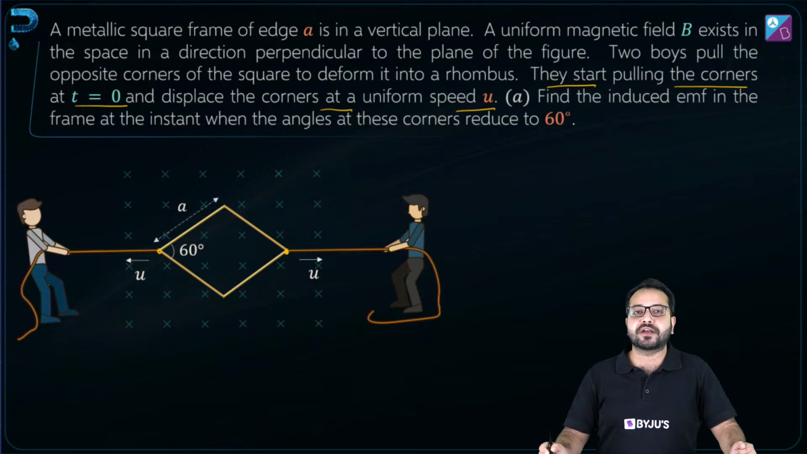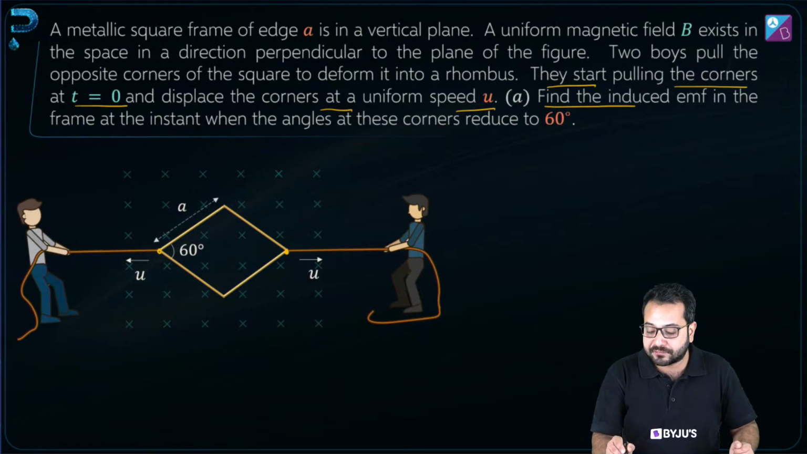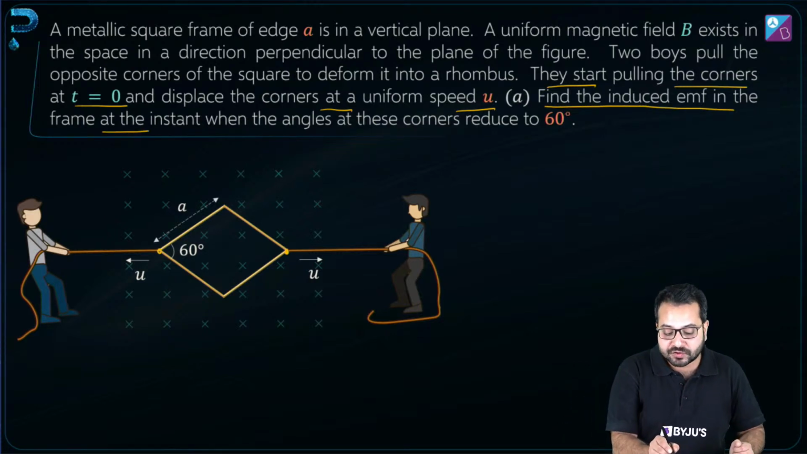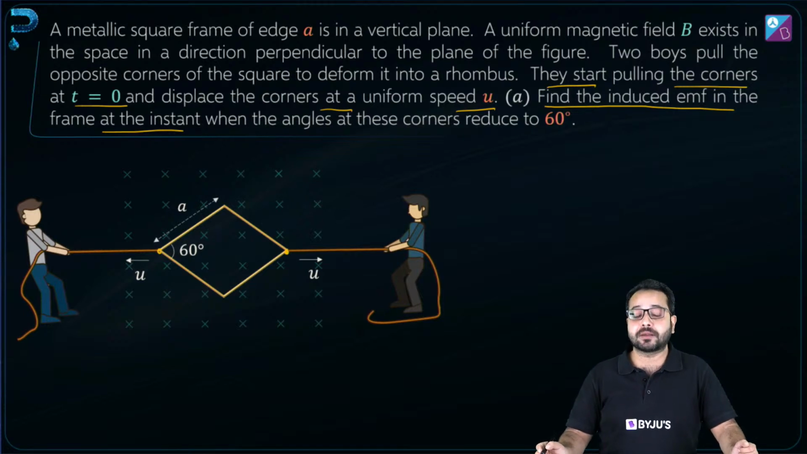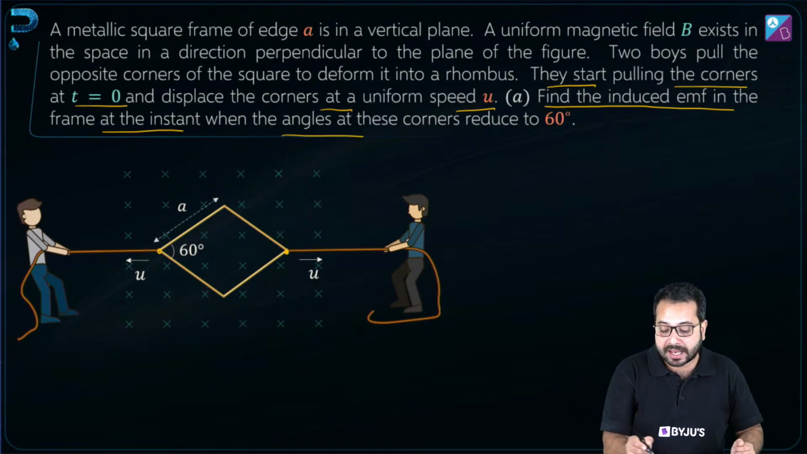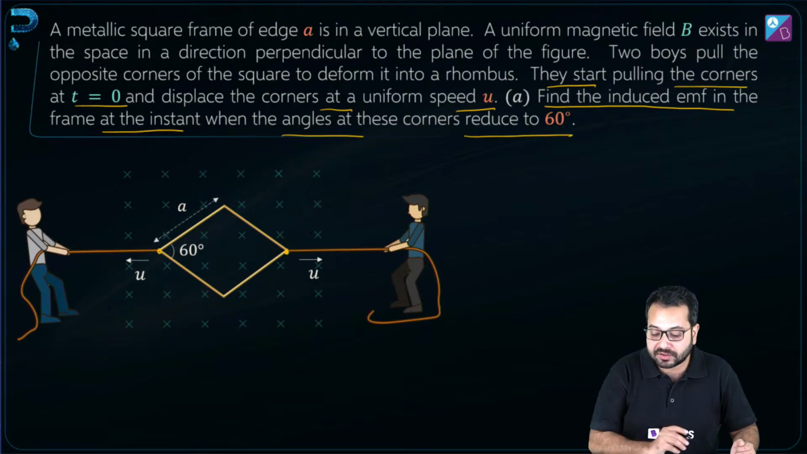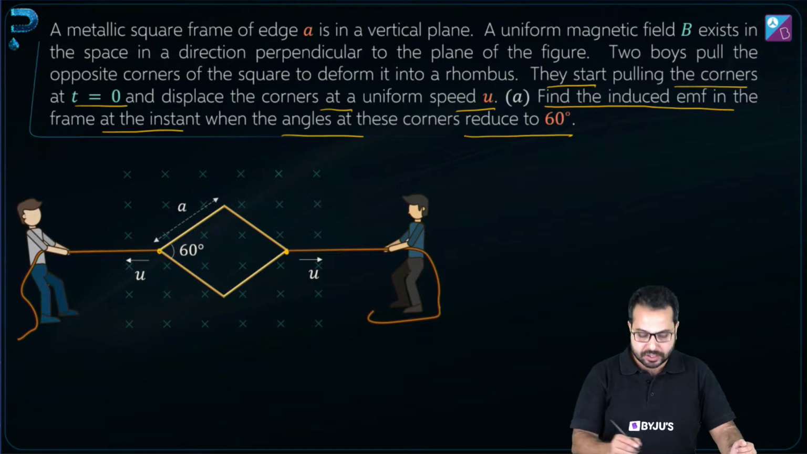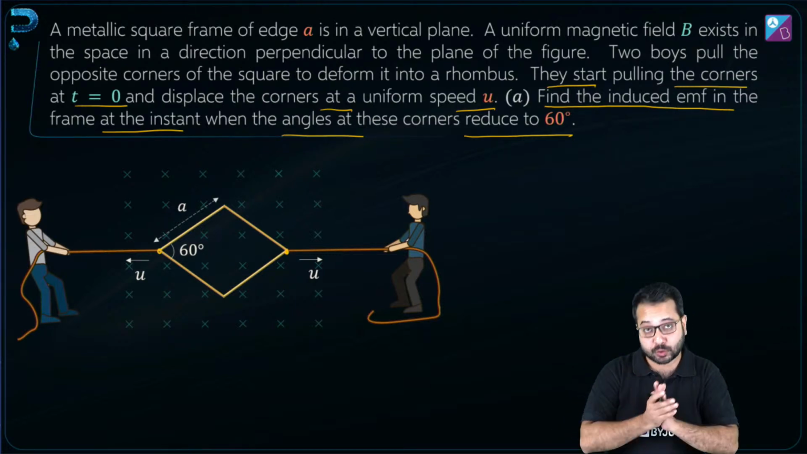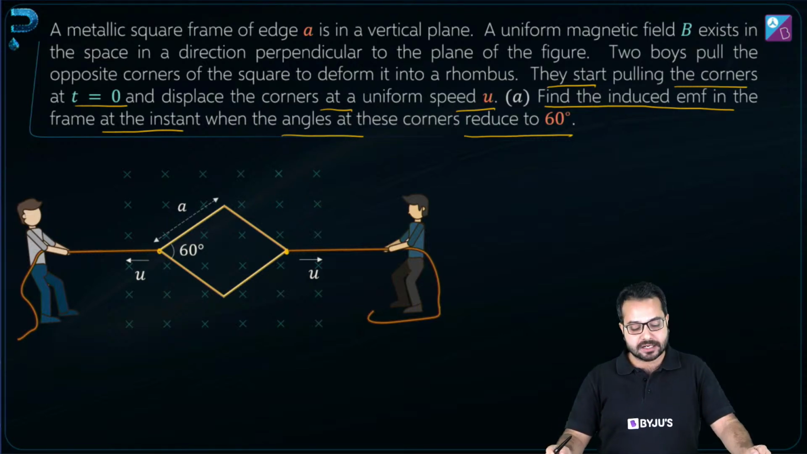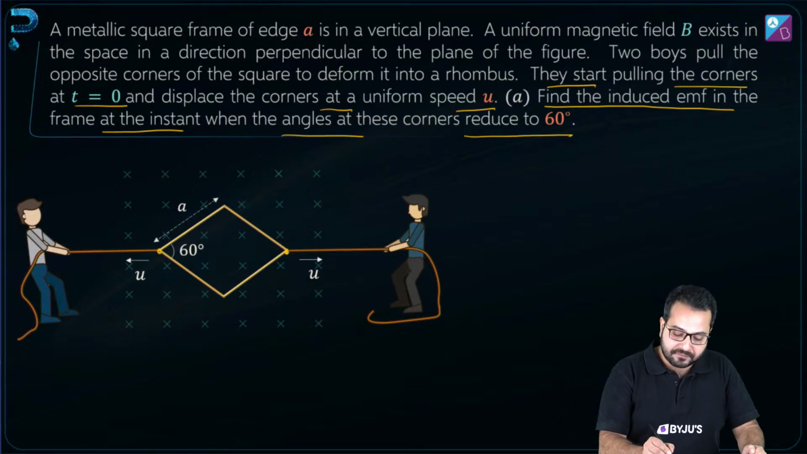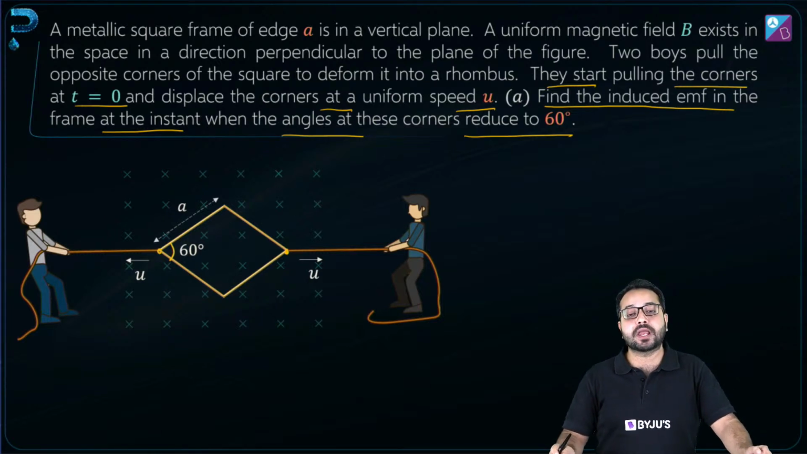So what do we have to figure out? The first thing we need to figure out is what is the induced EMF in the frame at the instant when the angles at these corners reduce to 60 degrees, right? So earlier it was a square, so the corner angle was 90 degrees. Now when they pull it apart, it is going to become a rhombus, and when this angle becomes 60 degrees, we have to figure out what will be the induced EMF.